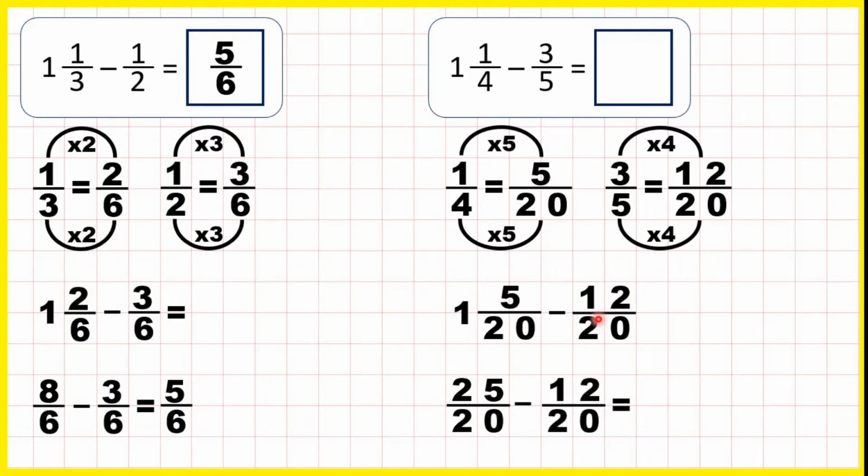And now we can subtract 12/20. Our denominator stays the same. 25 minus 12 is 13, so our answer is 13/20.